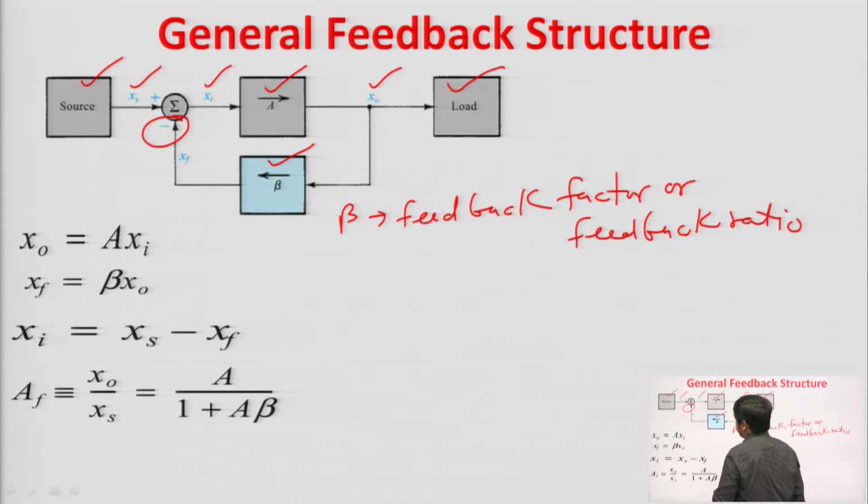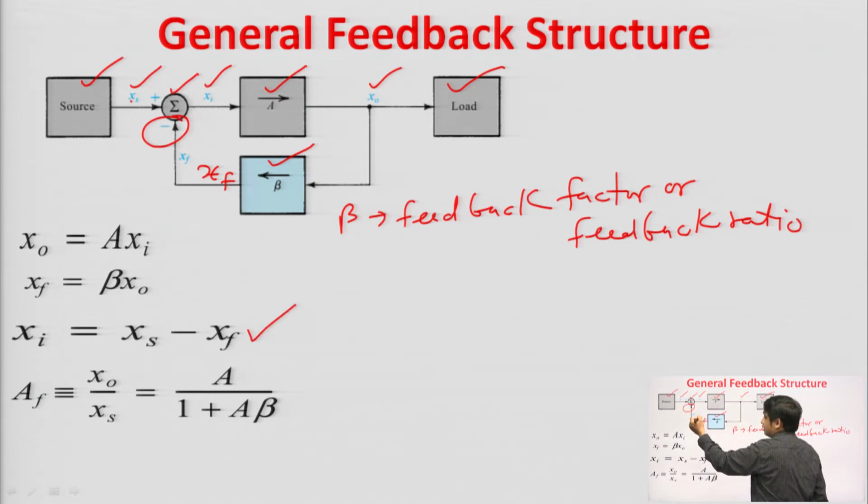Now, see what is happening here. The output of this feedback circuit is Xf. This Xf goes to this mixer. Now, this Xi is generated. What is the value of Xi? It is Xs minus Xf. You can see Xs minus Xf because of the negative feedback. And what is the value of X naught? X naught is A into Xi, because the gain of the amplifier is A.